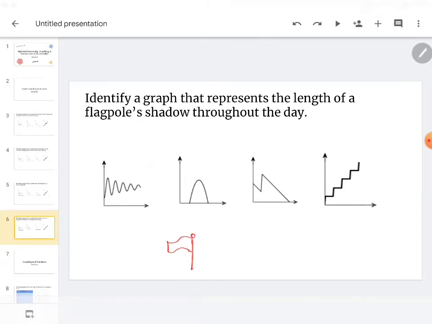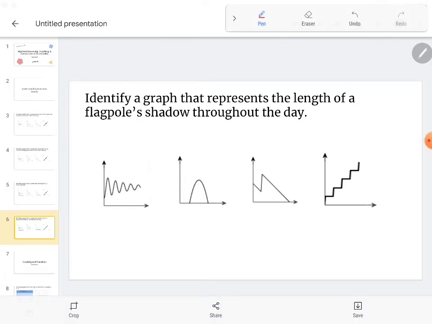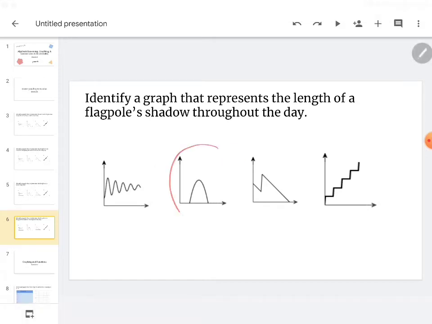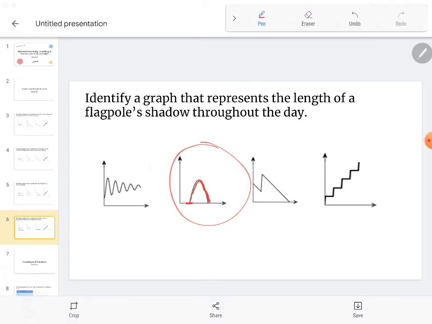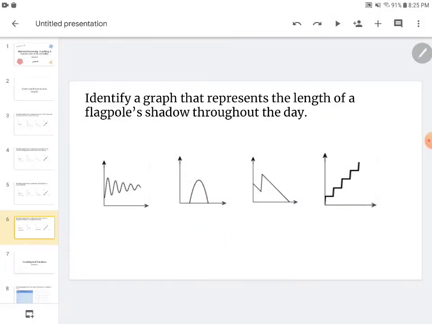Throughout the day, our flagpole goes from a teeny tiny shadow, and it slowly just grows as the sun comes up. Well, once the sun starts to set, our flagpole shadow is going to go down and down until it is no longer there. So the best kind of graph that we have here that's going to represent that shadow is going to be our second one. Because it starts out at nothing, grows throughout the day, and then shrinks. Let me get the screen off.